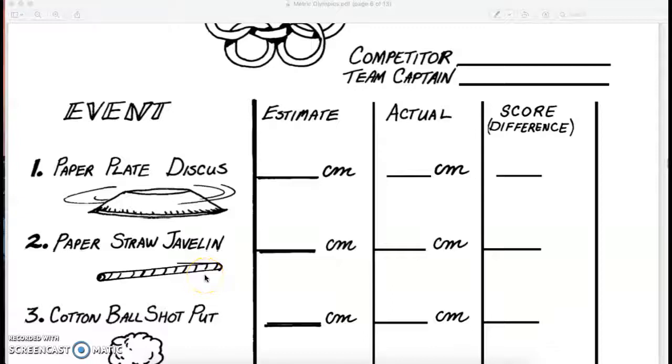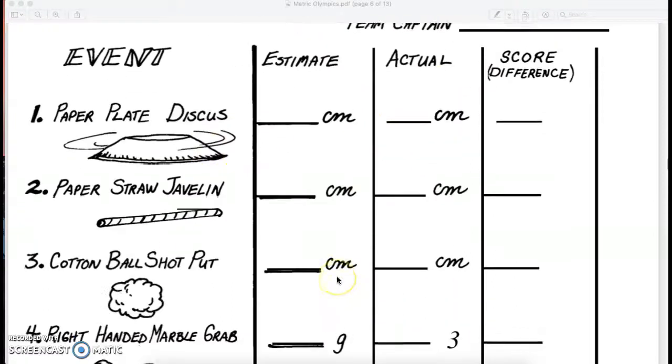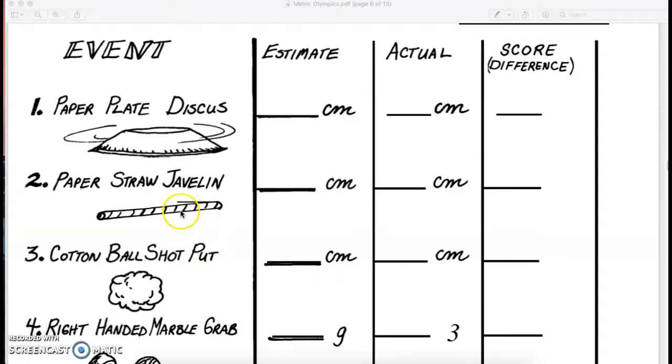Hey, fifth grade, let's take a look at our mini metric Olympics for today. You can see we have competitor, team captain. Remember, typically we would have teams. Right now, if you did print this page off, you can just write your name. If for whatever reason you can't print it, just go on a sheet of paper and you can just write one paper plate discus, and you can just write out the estimate, actual, and the score, which is the difference. You can just make that yourself. You don't have to draw the pictures.